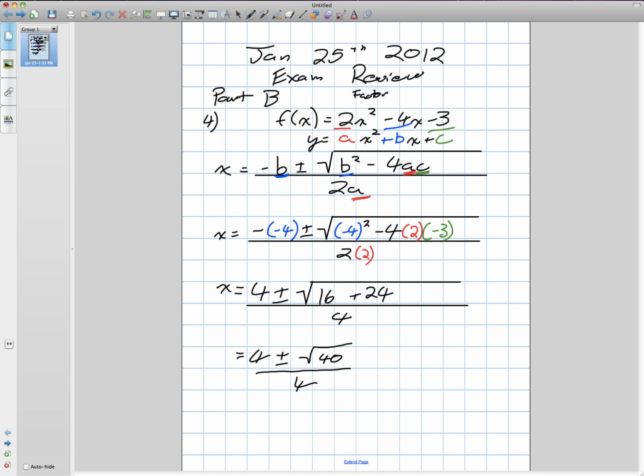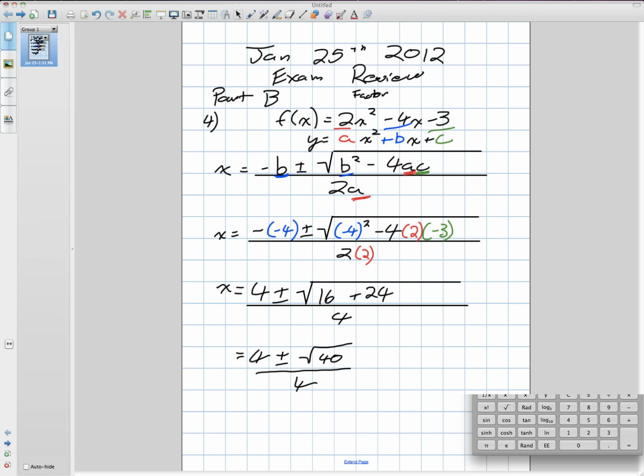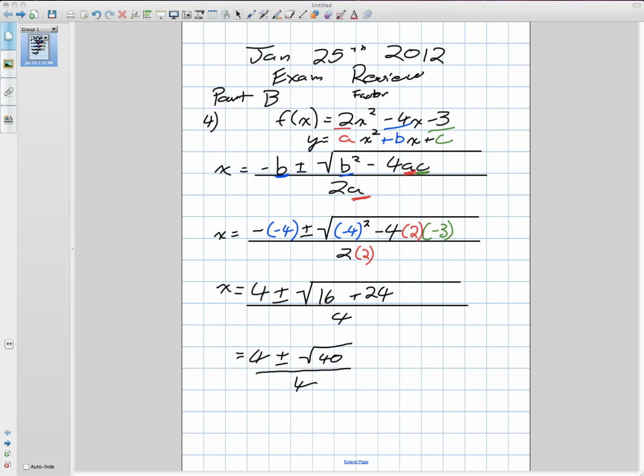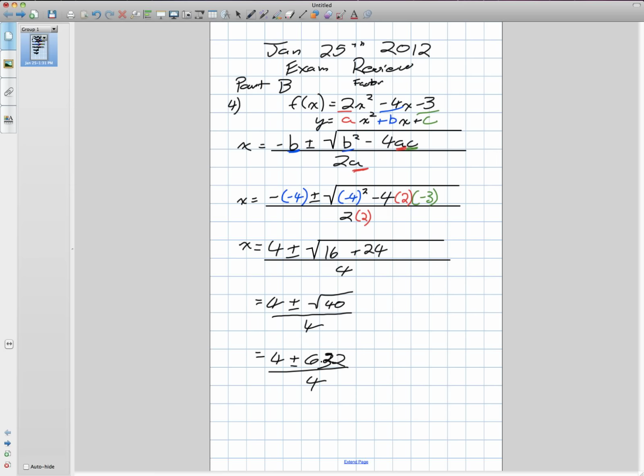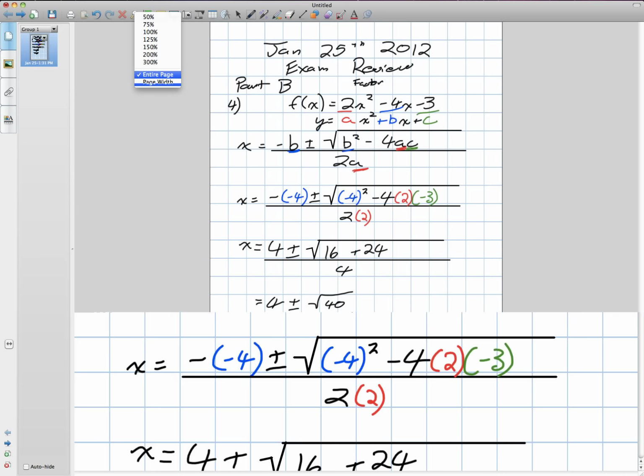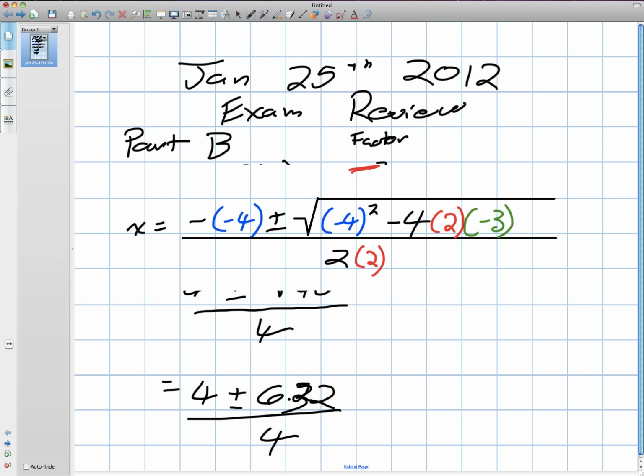We'll find what the square root of 40 is. Put it into our calculator here. 6.23. Okay, let's round to at least 2 decimal places when doing this. 4, that's not a 4. Plus or minus 6.23 was it? Or 32? 6.32. Sorry, I said it wrong. Okay, let's fix this.